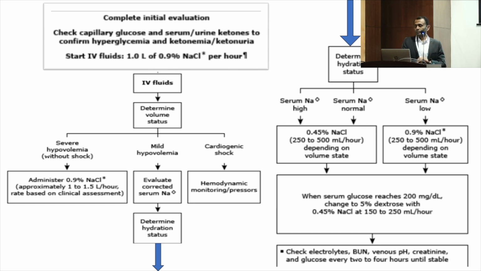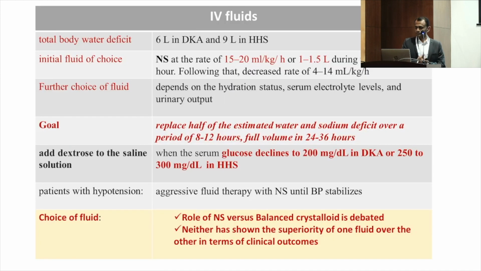Again, we are all used to more and more hemodynamic assessment. I'm not going into those details. If the serum sodium is low, you continue to administer 0.9% normal saline. When the serum glucose reaches 200 in DKA, you add 5% dextrose along with half normal saline, and the target IV fluid would be like 150 to 250 ml per hour. Then you check all the important electrolytes, initially hourly, followed by second hourly.